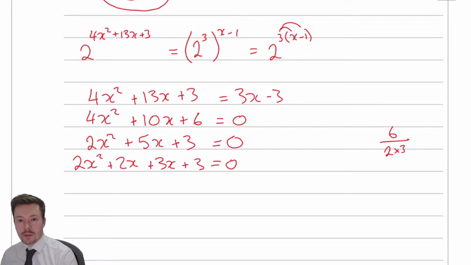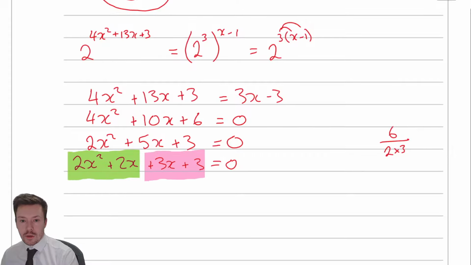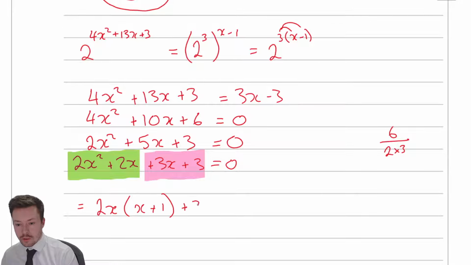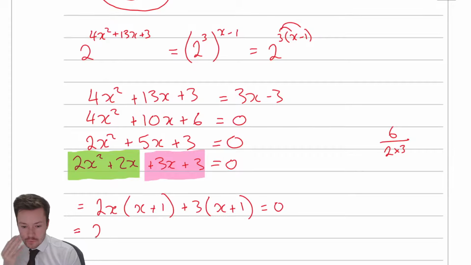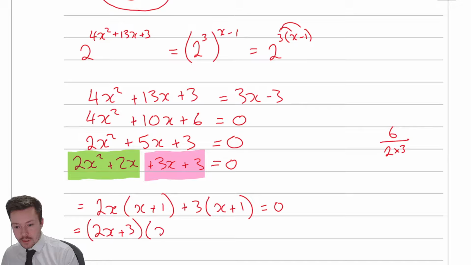And then we're going to factorize the first 2 terms here, and we're going to factorize the second 2 terms here. So that is going to give us 2x, x plus 1, and then plus 3, brackets x plus 1, equals 0. So we get 2x plus 3, and then brackets x plus 1.